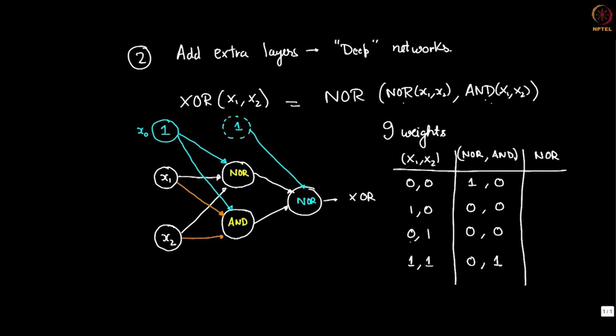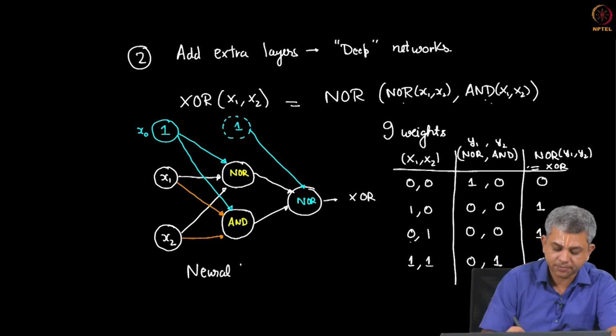Now, if I do NOR again of this output, NOR of 1 0 is 0, 1 1, 0 which is equal to the XOR here. So, let us call these something just to be clear, y 1 y 2, and this one is NOR of y 1 y 2. So, this is the XOR gate which you get as this combination, and we have now written what I will call the neural diagram.